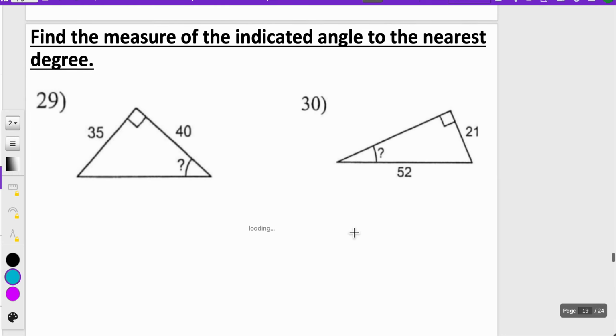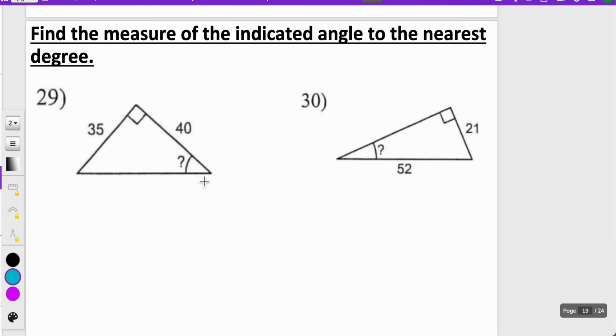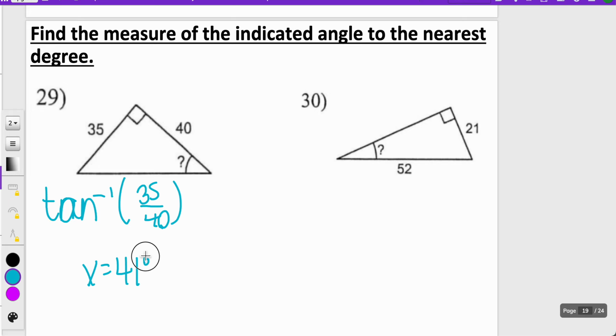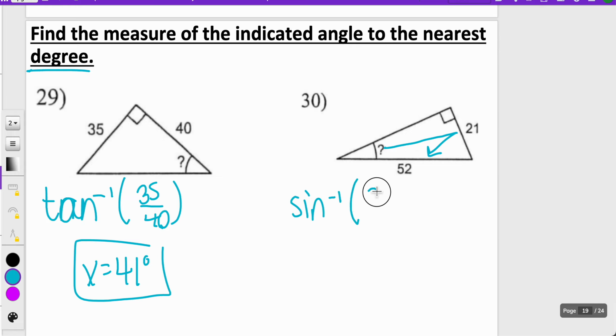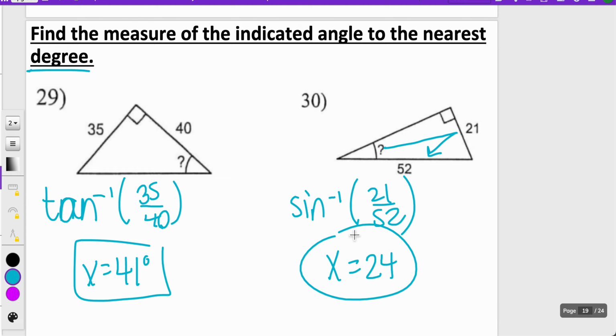Find the measure of the indicated angle to the nearest degree. So this is where we're going to do the inverse. For this angle, I have the opposite to adjacent, so I'm going to find the inverse tangent of 35 over 40, which is going to give me about 41 degrees. Nearest degree means whole number, okay? Again, for this one, opposite over hypotenuse, so that would be the inverse of sine of 21 over 52. We're getting about 24 degrees.